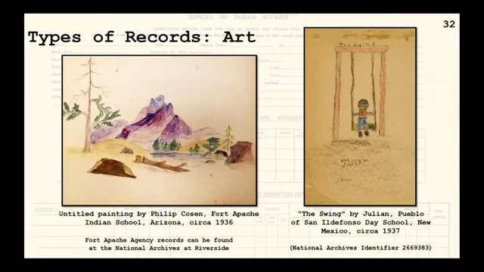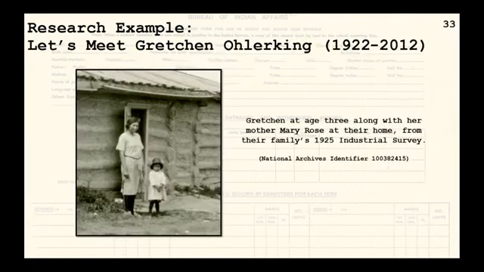Next slide, please. Slide number 33. All right, so let's tie it all up in a research example. Gretchen Olerking was born on the Fort Belknap Reservation back in 1922. Here we see her at age 3, captured in the photographs that accompanied her family's industrial survey entry taken in 1925.